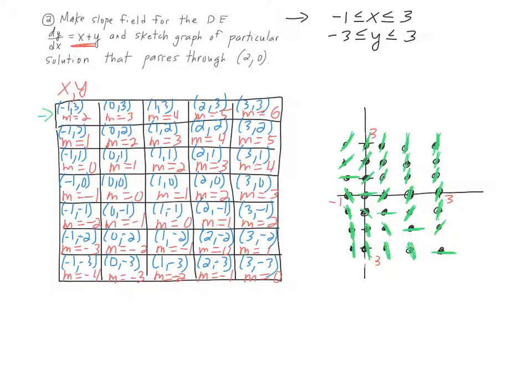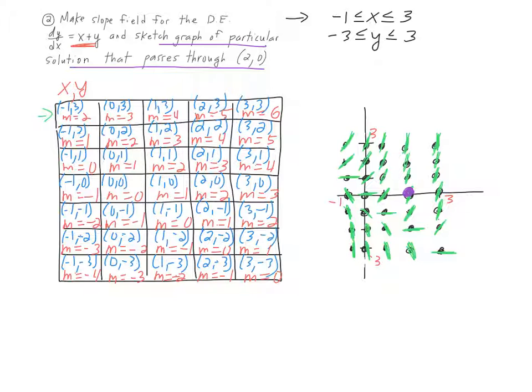There's our slope field, and again it's showing the general shape of our solution curve. Now we don't actually know what the equation is of our solution curve. We've just mapped out the general shape. The last thing we're asked to do here is to sketch the particular solution that passes through (2, 0). So (2, 0) is right here. Again, use a different color if you have one.